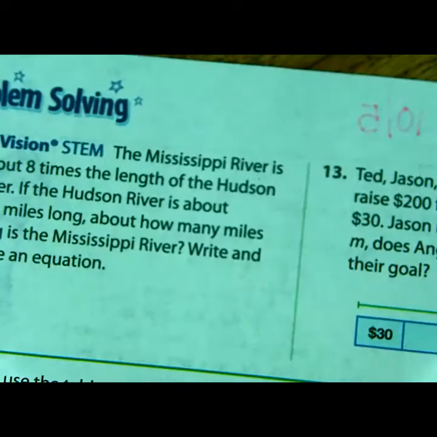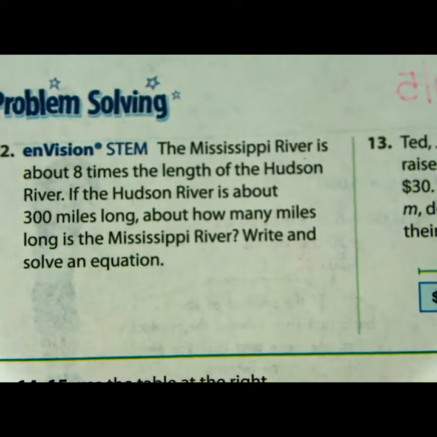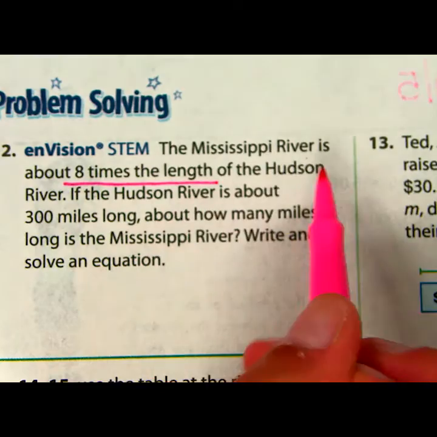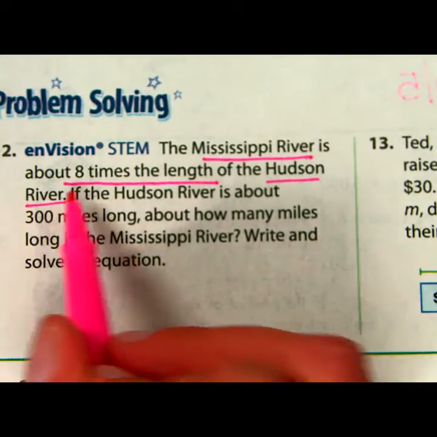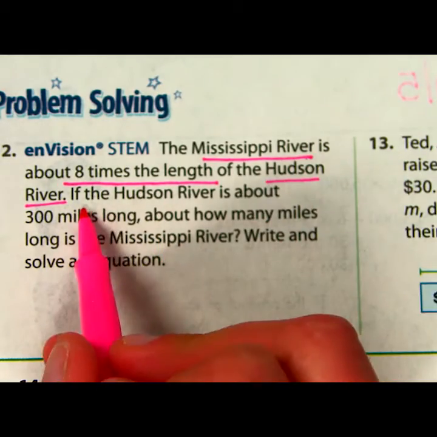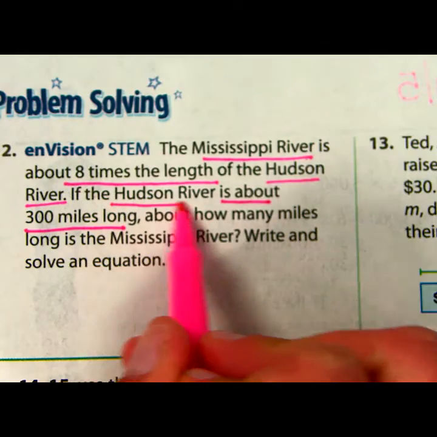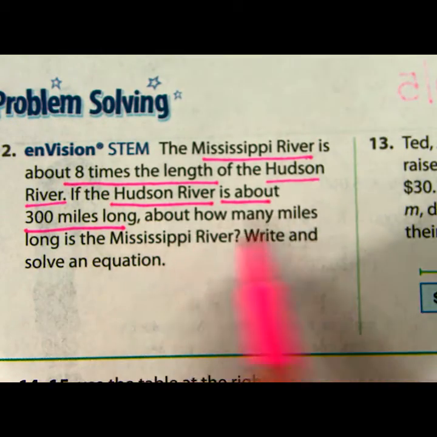Let's turn it over. We're looking at the problems on the back. Number 12. This is a nice word problem. The Mississippi River is about 8 times the length of the Hudson River. So we're comparing two rivers here, the Mississippi and the Hudson. If the Hudson is about 3,000 miles long, that's the Hudson, about how many miles long is the Mississippi River?